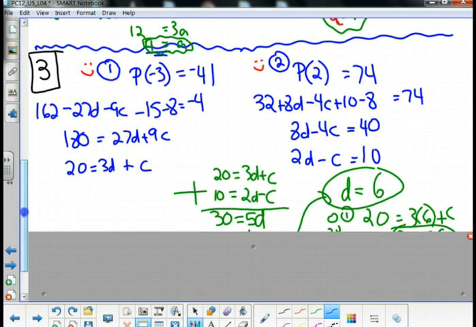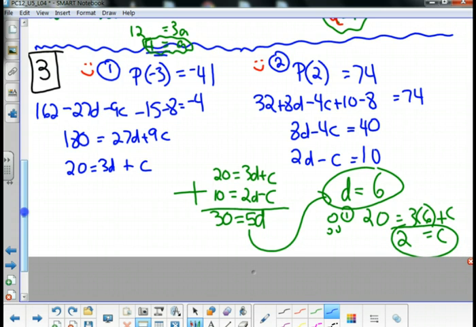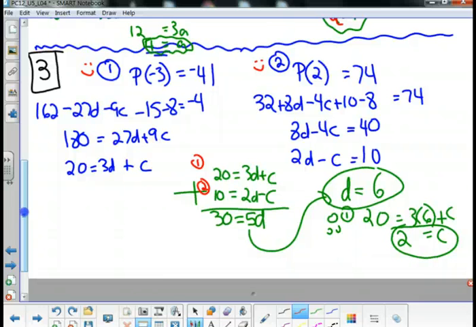In my case, I chose to use method of elimination. I put them over top of each other, number 1 on top, number 2 on the bottom, and I add them together, and it blows up the C's. Once I've blown up the C's, I can solve for D and go back and find out what C is. Okay. And all was good.